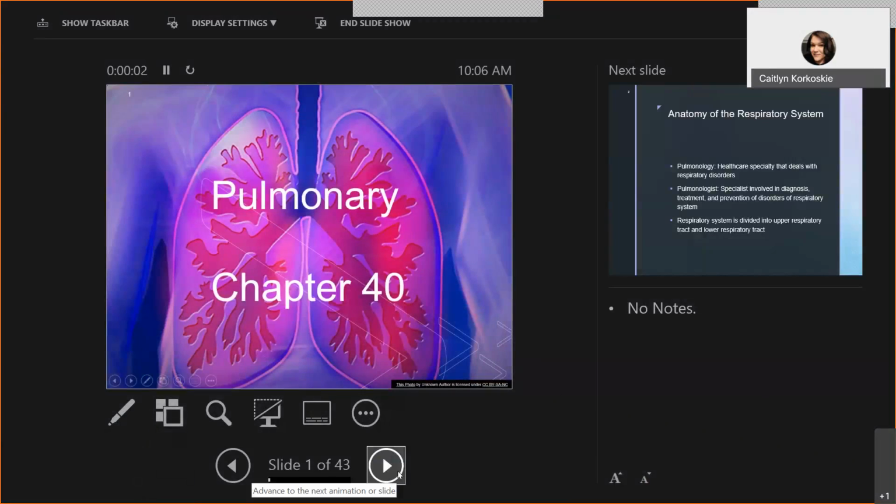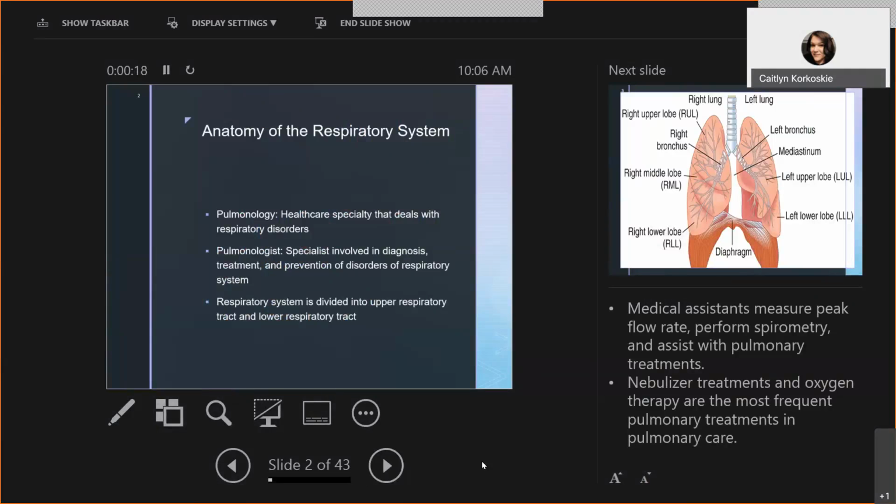All right, cool. So now we're going into the pulmonary system, which is connected to the heart, of course, because the heart's purpose is to circulate blood through our body, and the blood carries the oxygen. So, of course, the lungs are a big part of that. First we'll go over the anatomy of the respiratory system, with the picture of the lungs on the next slide. But we'll also go over the different types of specialties related to respiratory care.